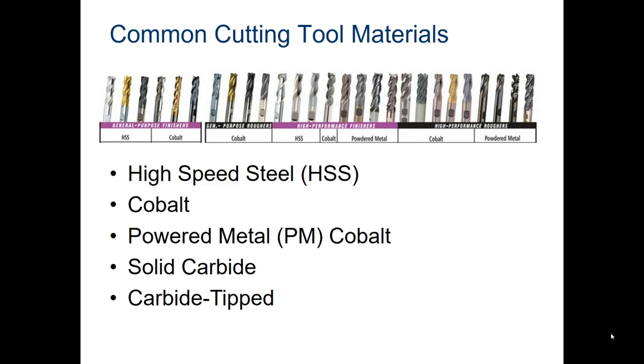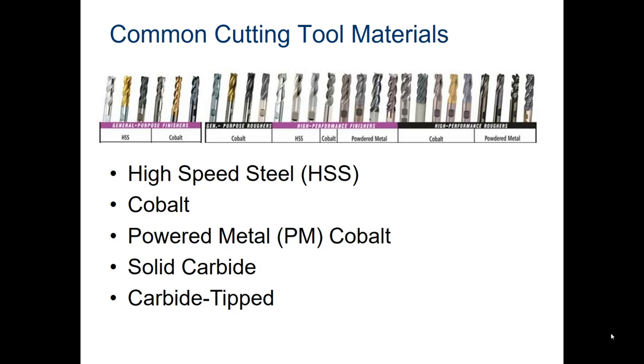The powdered metal cobalt is kind of an in-between option between this carbide, which again is more expensive and a little bit more brittle and fragile. So it kind of is the lower cost option of maybe a carbide tool.